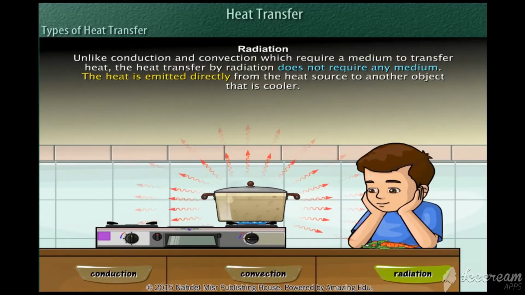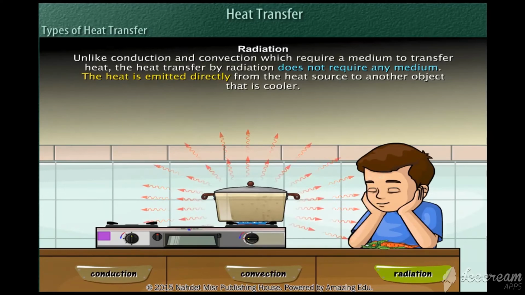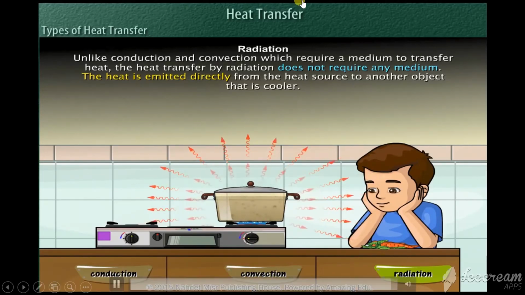Radiation. Unlike conduction and convection, which require a medium to transfer heat, the heat transferred by radiation does not require any medium. The heat is emitted directly from the heat source to another object that is cooler. For example, heat that is felt by someone who stands near the heat source. Although he is separated by a distance, he still feels the heat.